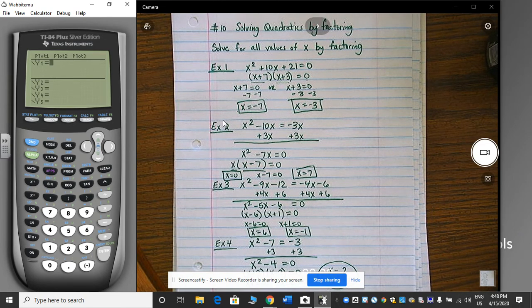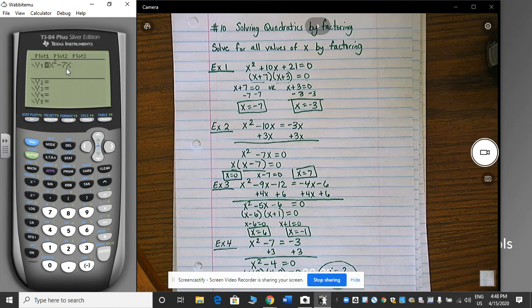Okay, so now I'm going to go ahead and do example 2. So in example 2, I'm going to graph y equals x squared minus 7x. So x squared minus 7x. By the way, I am graphing this in standard form.